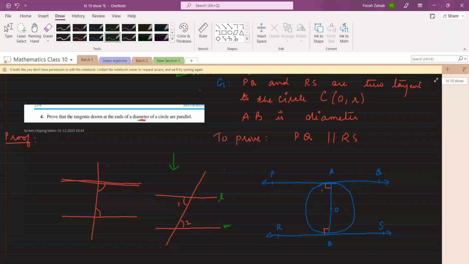So if we show that angle 1 is equal to angle 2, and AB is a transversal, that means alternate interior angles are equal, and therefore the lines are parallel. So that way we can show it. The co-interior theorem also we can use, and the alternate angle theorem also we can use. I think alternate is easy. So let's do it that way.